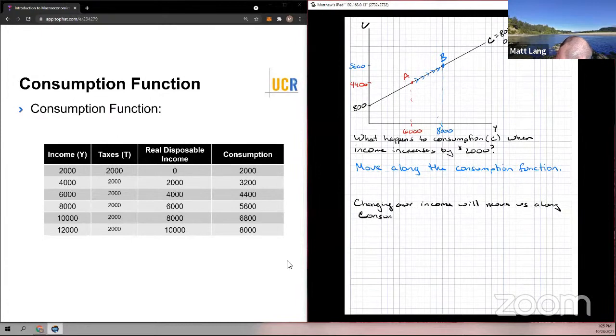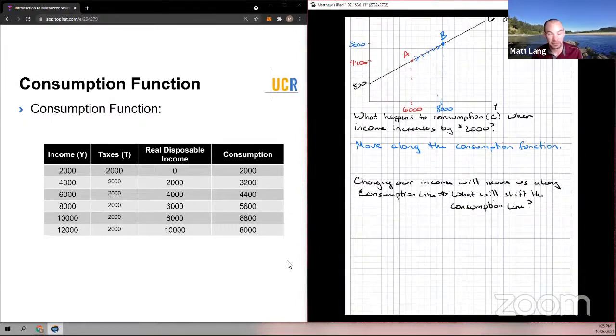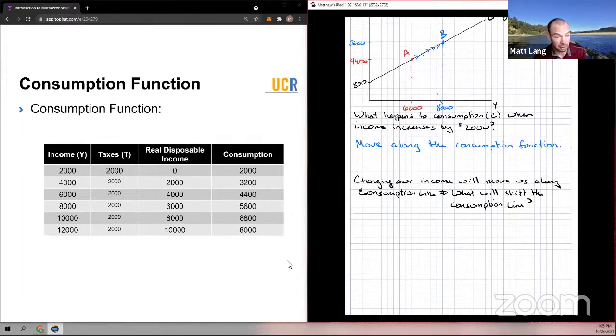That consumption line. But then that begs the question, what will shift the consumption function or the consumption line? Okay, so there's going to be a couple ways we can ask this. Hopefully you're feeling comfortable in the sense that we've created this function. It's representing how much we consume for every level of income. If we change our income, we just move along that line.